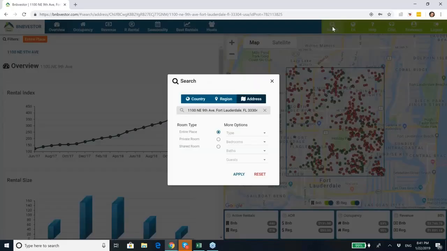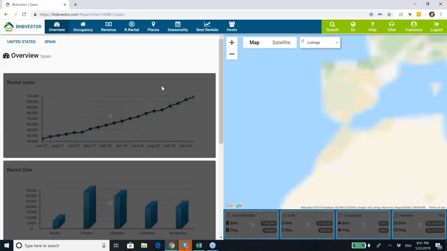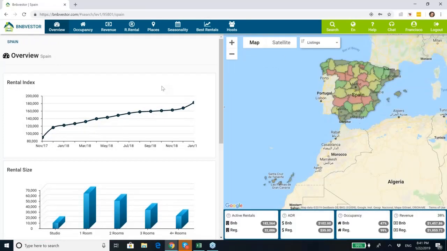Just to give you a preview of what other countries look like, I'm going to go to and select a country, and you can select any country of the world. It's going to show. And let's check Spain. Spain is a very good example. I think there is a huge opportunity in Spain to make money with Airbnb.